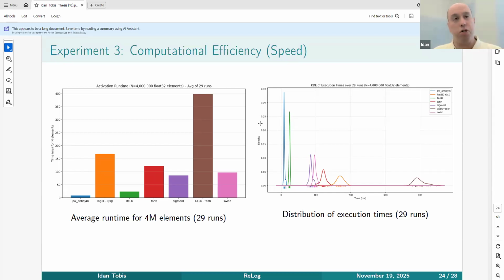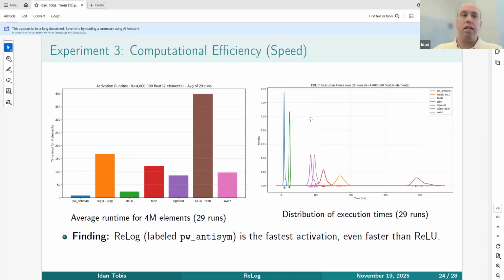Now I have a suspicion that this is because maybe ReLU is implemented in C rather than assembly, and again, we implemented ReLog in assembly for the obvious reasons that C would not allow us to do so. But other than that, it was even faster than ReLU. Again, we ran 4 million calculations of these activation functions to get reliable results. So the finding is that ReLog is the fastest activation, even faster than ReLU.